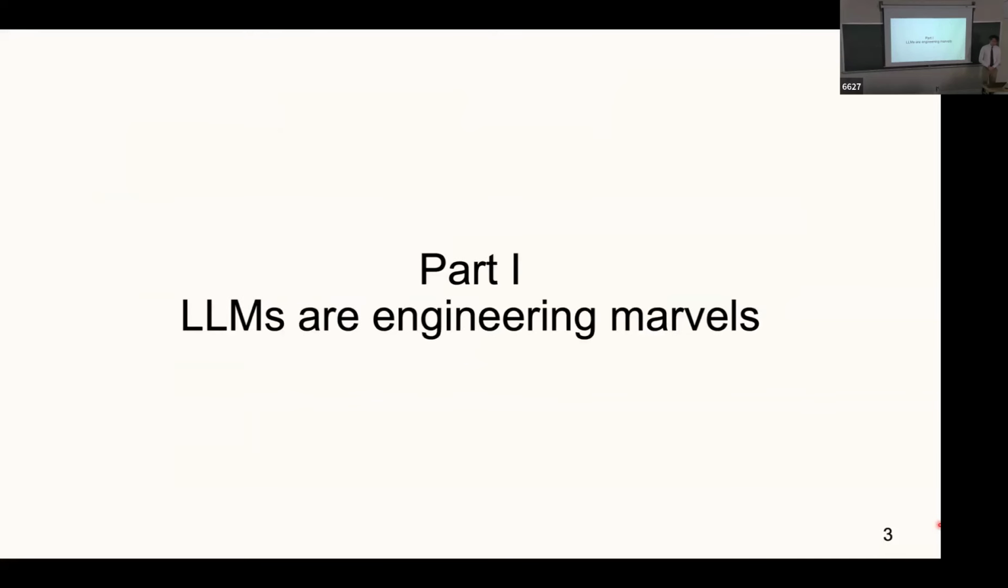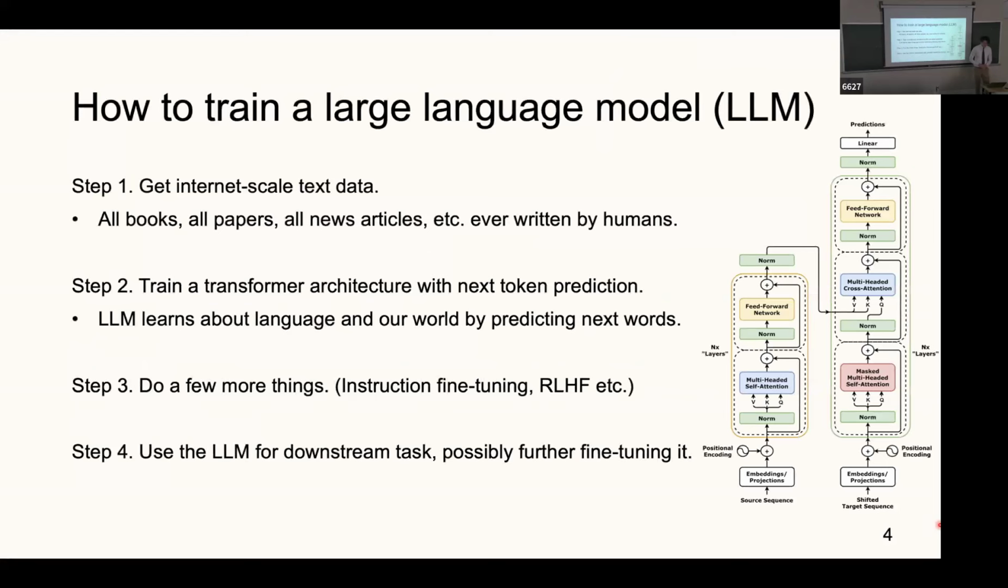Okay, so let me begin, and I'll first talk about how amazing large language models are. So how do you really train a large language model? Step number 1, you first get internet scale huge data. You try to get all books, all papers, all archived papers, news articles, everything ever written by a human being, written down in electronic form. And then step 2, you train a transformer architecture via next token prediction.